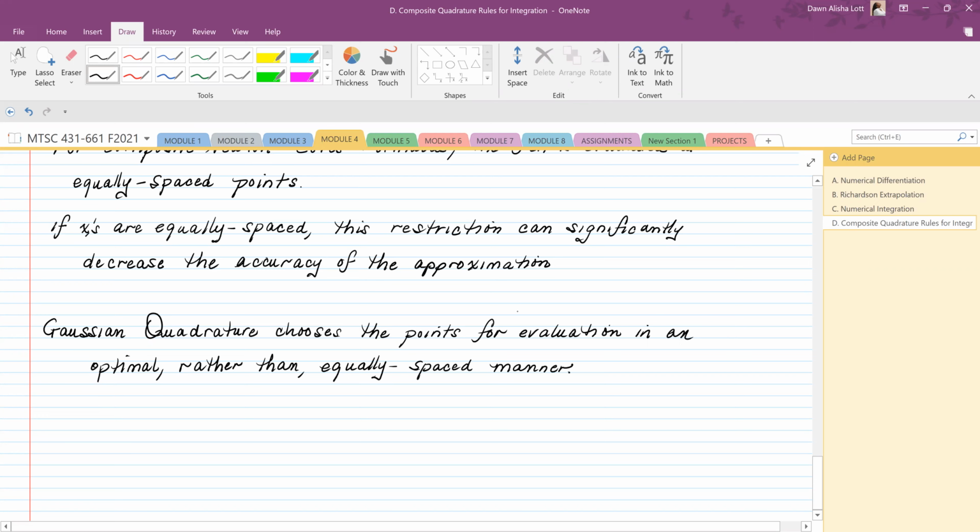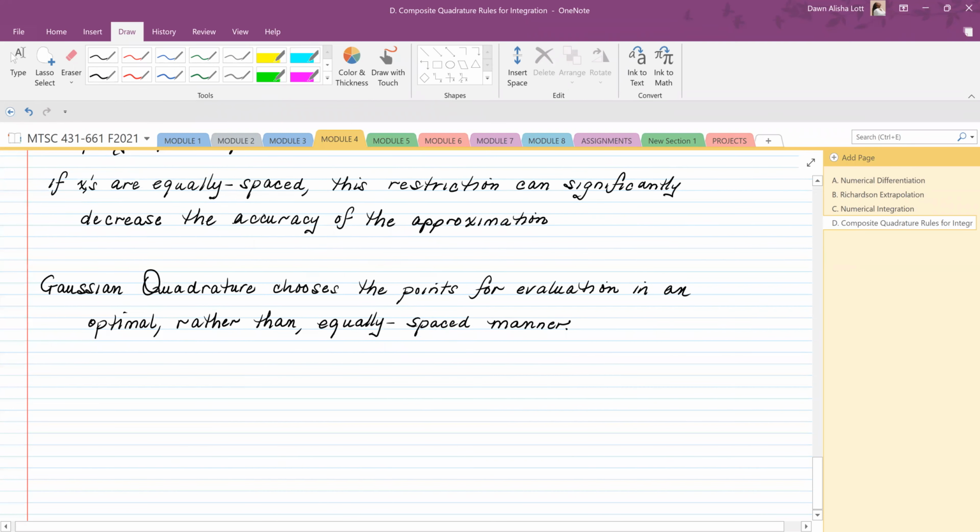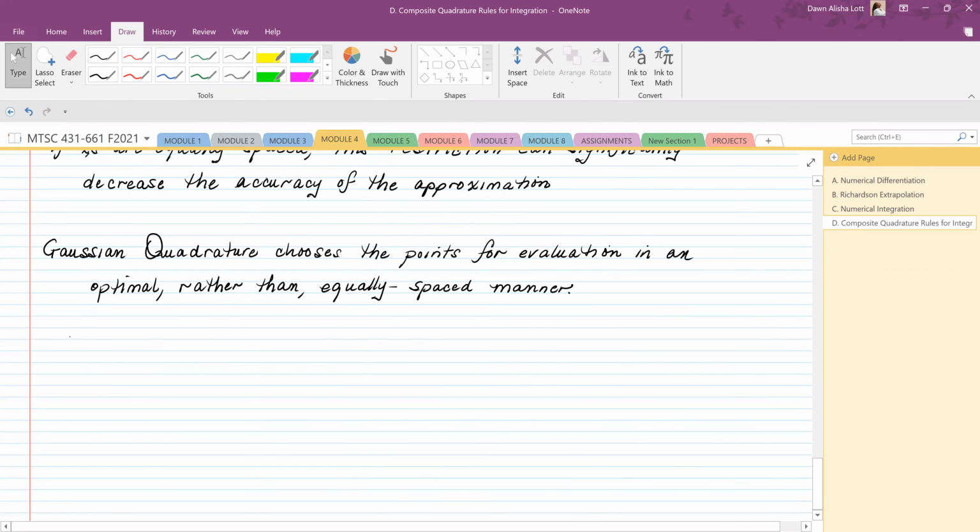Okay, so we're going to approximate an integral I equal to the integral from a to b of a function f of x dx. And this is going to be approximated by a sum, i equals 1 to n, of c_i times f of x_i.